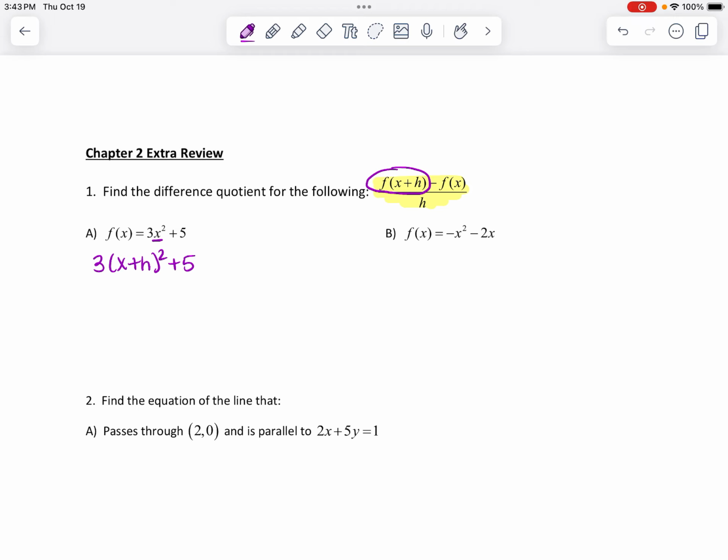Now the next part is I need to subtract f of x. And remember, when you're subtracting it, you want to put it in parentheses. This is f of x, so I'm going to go ahead and subtract 3x squared plus 5, and I'm going to divide by h on the bottom.